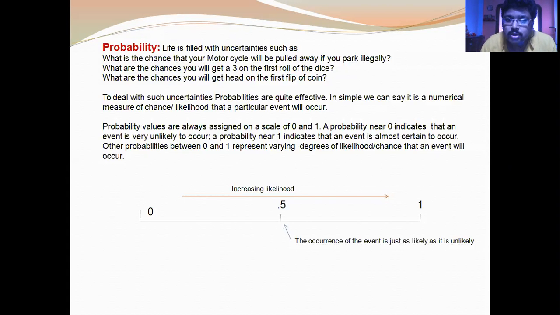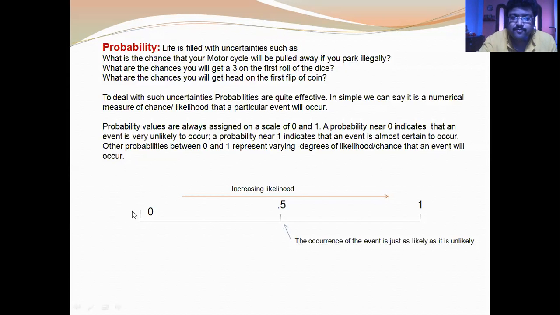Now look, the value of probability lies between 0 and 1. When the probability is 0, it indicates that an event is very unlikely to occur. There is no chance of the particular event happening. A probability near 1 indicates that an event is almost certain to occur. That is, it is certain that the particular event will happen. The other possibilities between 0 and 1 represent varying degrees of likelihood or chance that an event will occur.